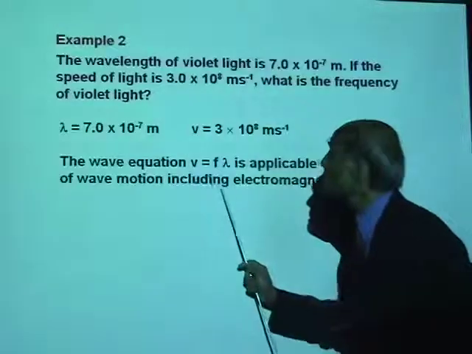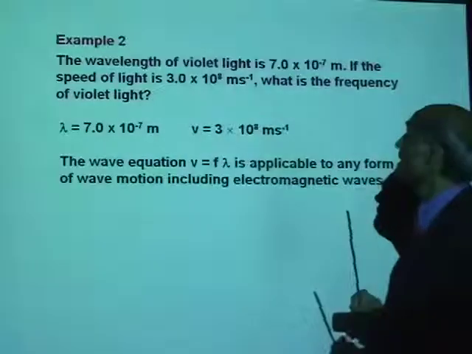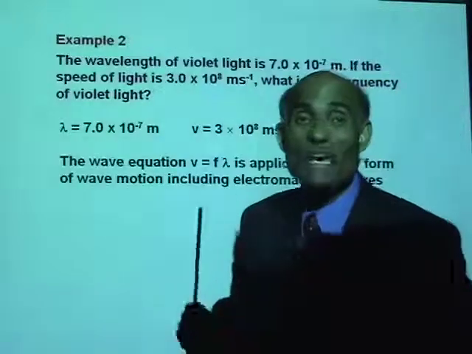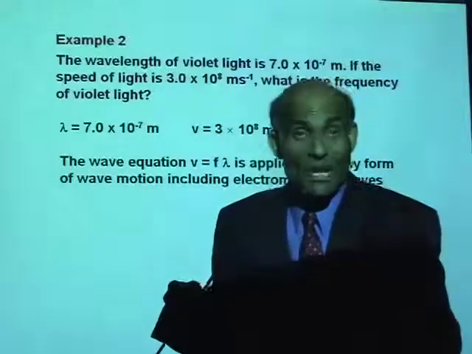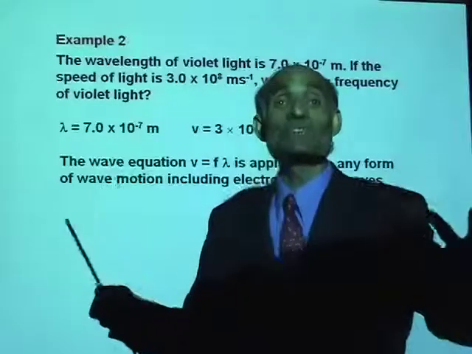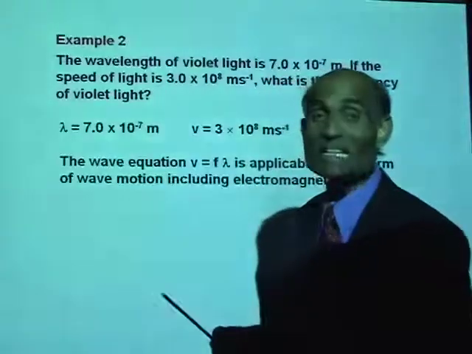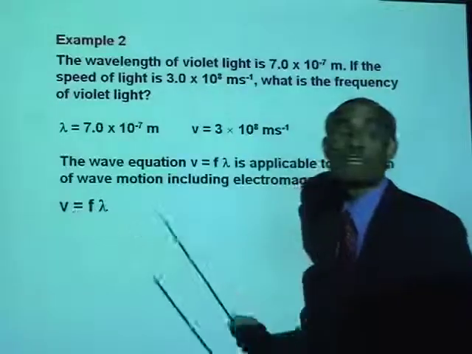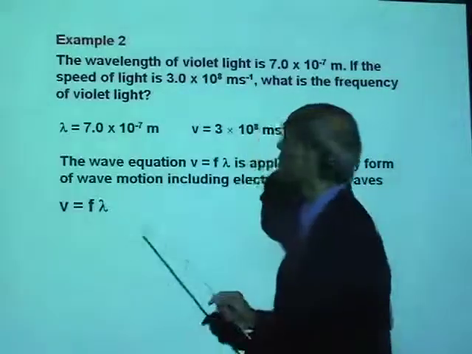And we use the equation v equal to f lambda. I told you this wave equation is equally applicable to mechanical waves and electromagnetic waves. Light is a form of electromagnetic waves. We have v equal to f lambda.